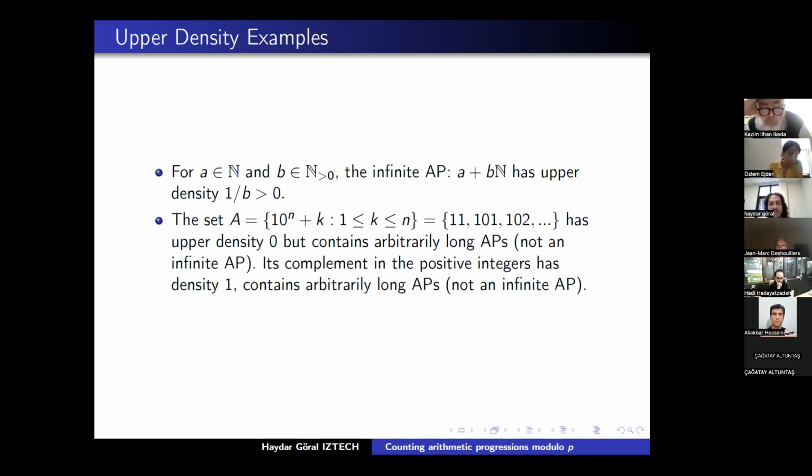But if you consider its complement, this time your upper density is 1. The complement also contains arbitrarily long arithmetic progressions. But since in A you can find arbitrarily long consecutive integers, then similarly, the complement cannot contain an infinite arithmetic progression. So these are the basic examples.